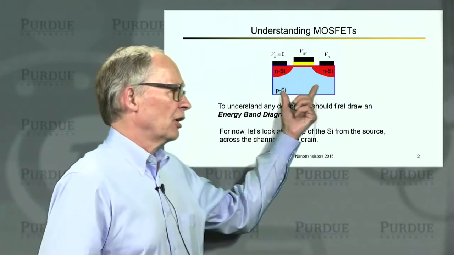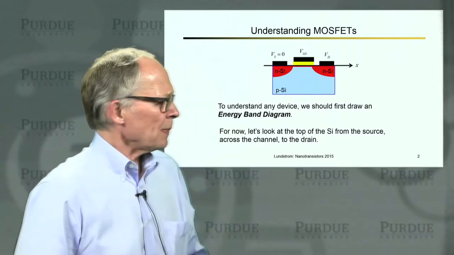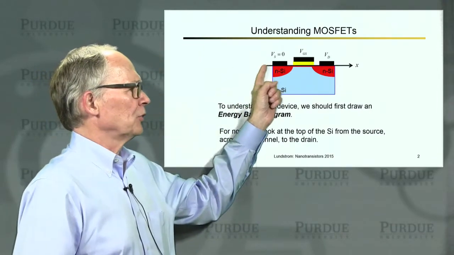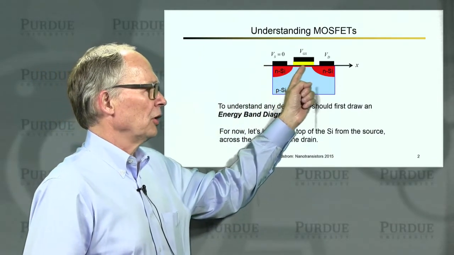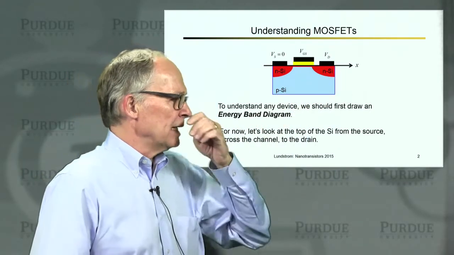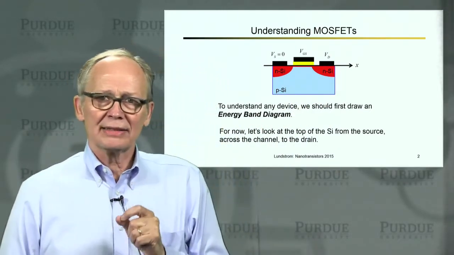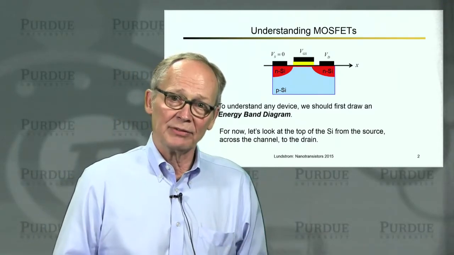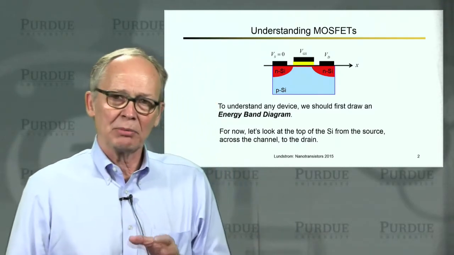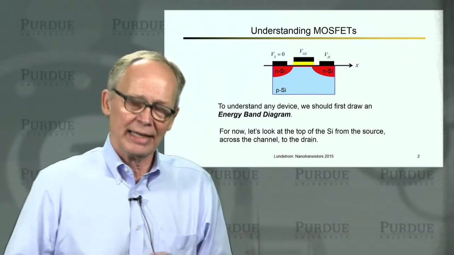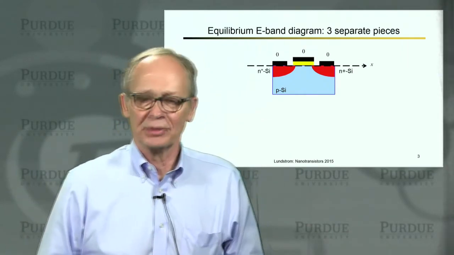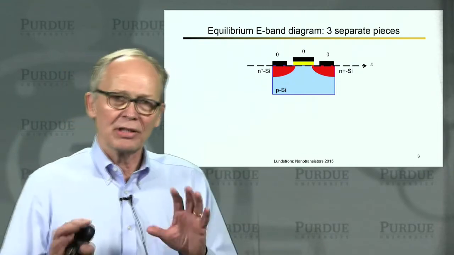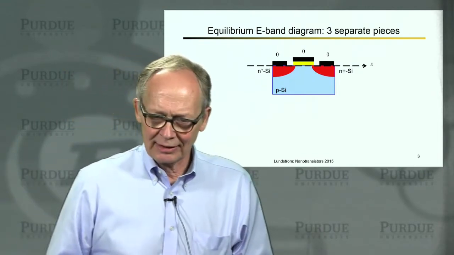So here we have our cartoon of a MOSFET, and I'm going to look across the top surface from the source across the channel and out the drain, and I'm going to be drawing plots of electron energy versus position along that line. And then we'll see if we can figure out how it changes as we apply voltages to the terminals and how that leads to the IV characteristics of the MOSFET. Okay, so let's remember how we do this in basic semiconductor physics.